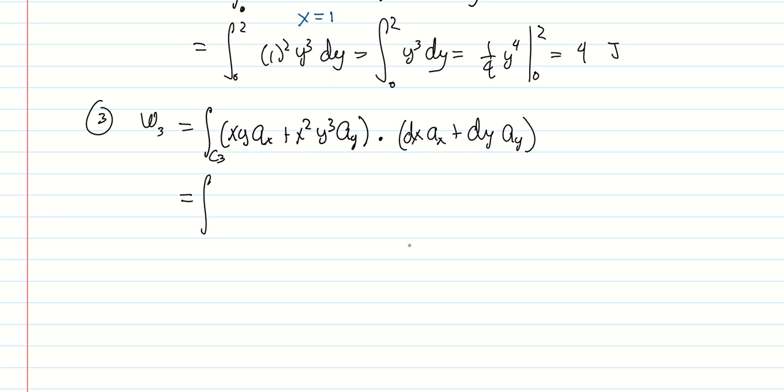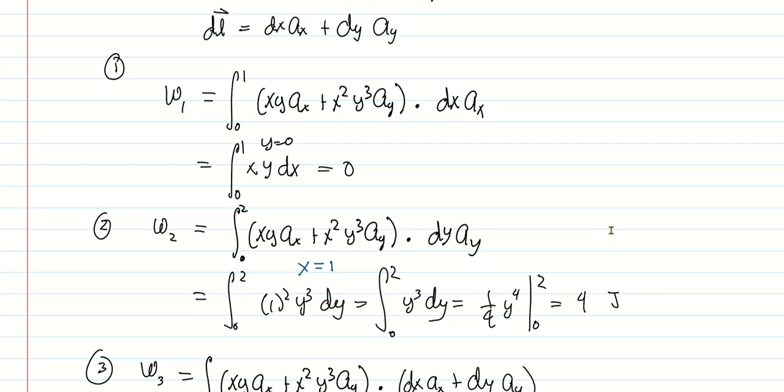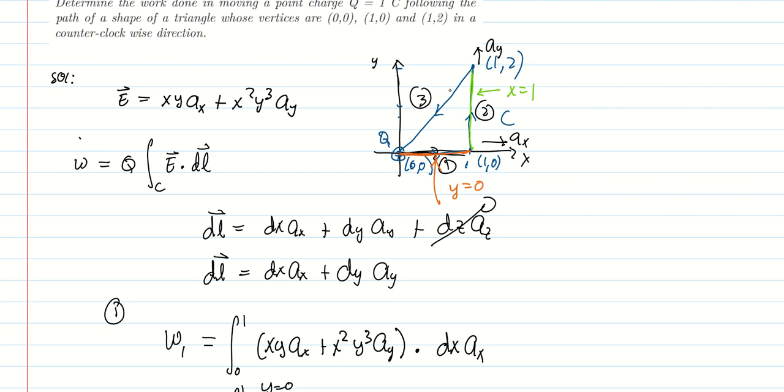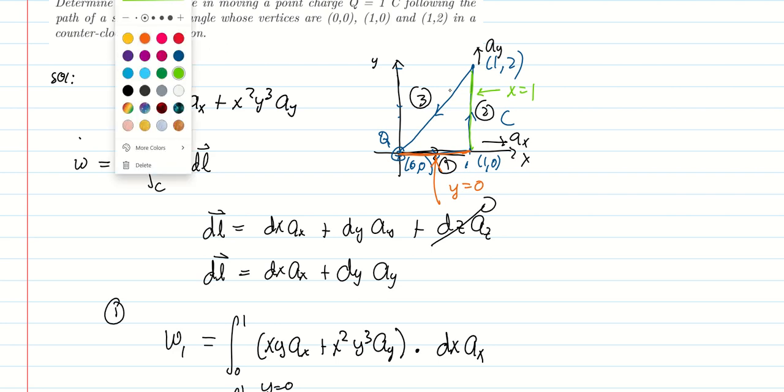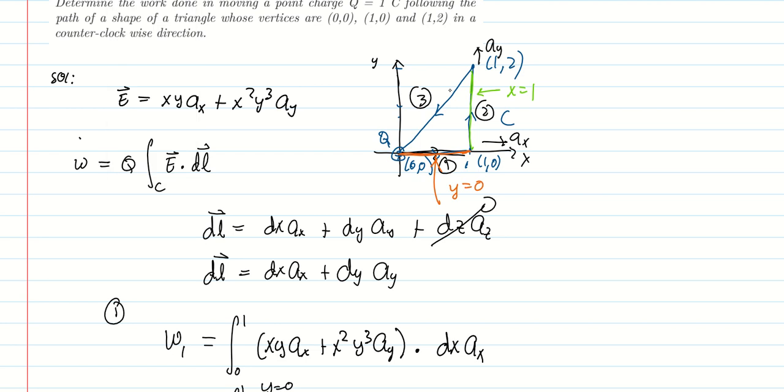If we take the dot product of those two vectors, we'll have xy times dx plus x squared y cubed times dy. And ay dot ay is 1, ax dot ax is 1. Then here we have dx and dy. So there's a problem. What should be our limit? To do that, we need again to determine the equation of this line, just like what we did from the previous parts.